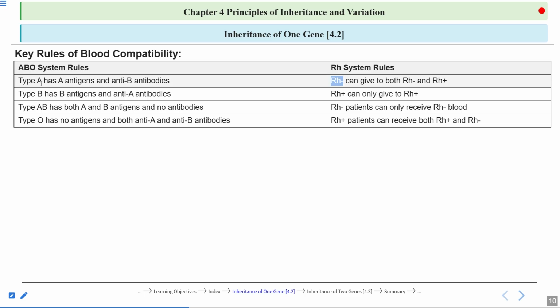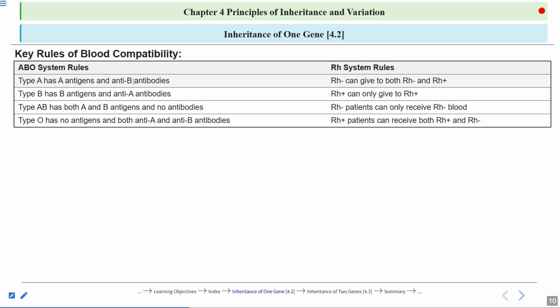Type A means blood group A. This has the antigen A, but it has anti-B antibodies. Blood group B has B antigens on its surface, but it has anti-A antibodies. Type AB has both A and B antigens, but it has no antibodies. And type O has no antigens, but it has both anti-A and anti-B antibodies. Clear? So blood group A will have anti-B antibodies. If it had anti-A antibodies, it would kill itself. That's why anti-B antibodies are present.